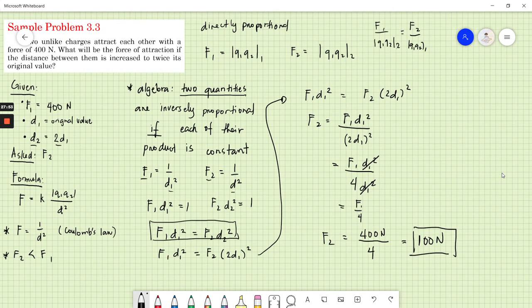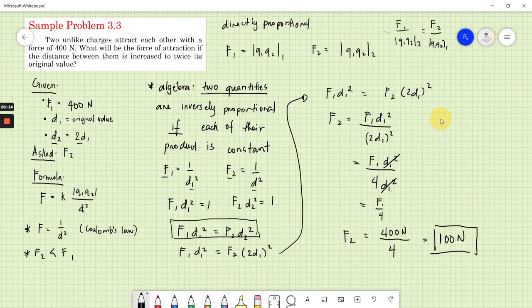So instead of multiplying, you inverse it or you divide those two. Just one thing that I want you guys to remember are these two rules right here. This is how you solve for equality based on proportionality.